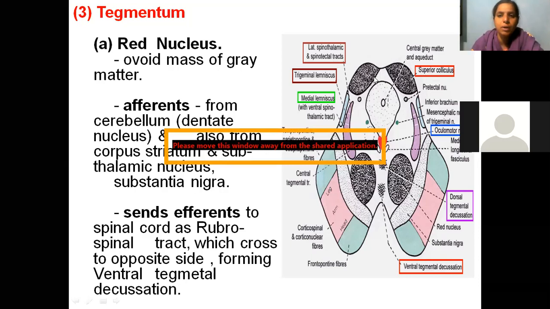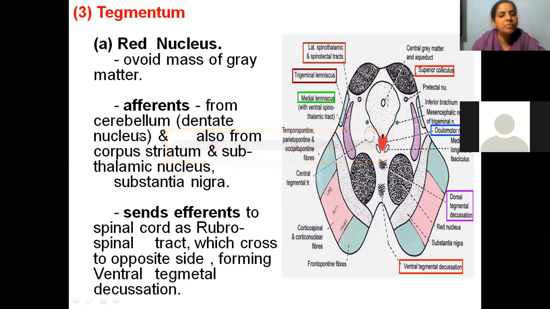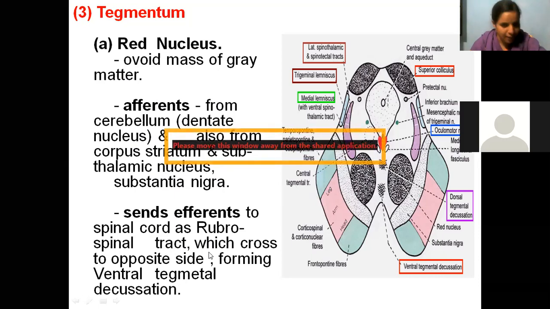This is the superior colliculus. And that is the red nucleus. Red nucleus is an ovoid mass of gray matter, like the substantia nigra, which is also gray matter. Then you should write where the afferents are coming from. They are coming from the cerebellum, dentate nucleus, and also from the corpus striatum, subthalamic nucleus, and substantia nigra. Efferents are going to the spinal cord, the rubrospinal tract.